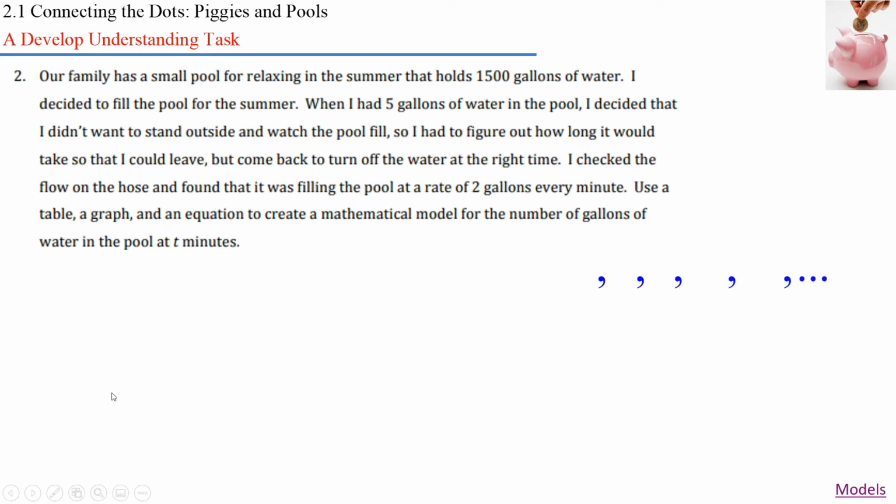Okay, so now, let's see. When I had 5 gallons of water in the pool, so that means my first number in my sequence, which is going to be our first model, would be a 5. I decided that I didn't want to stand outside and watch the pool fill, so I had to figure out how long it would take so that I could leave, but come back to turn off the water at the right time. I checked the flow on the hose and found that it was filling the pool at a rate of 2 gallons every minute.